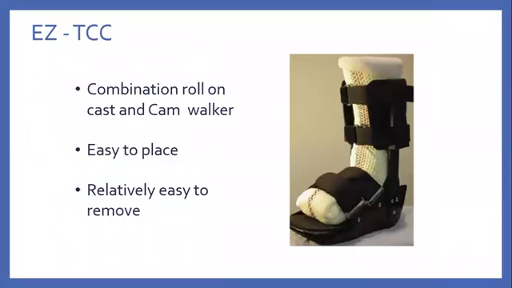There's also products such as this. This is called the Easy Total Contact Cast. It's a combination roll-on cast and cam walker. These are easy to put on. They're very simple steps that come in a box from a company, and you put the cam walker on in addition to the total contact cast, and these are relatively easy to remove.